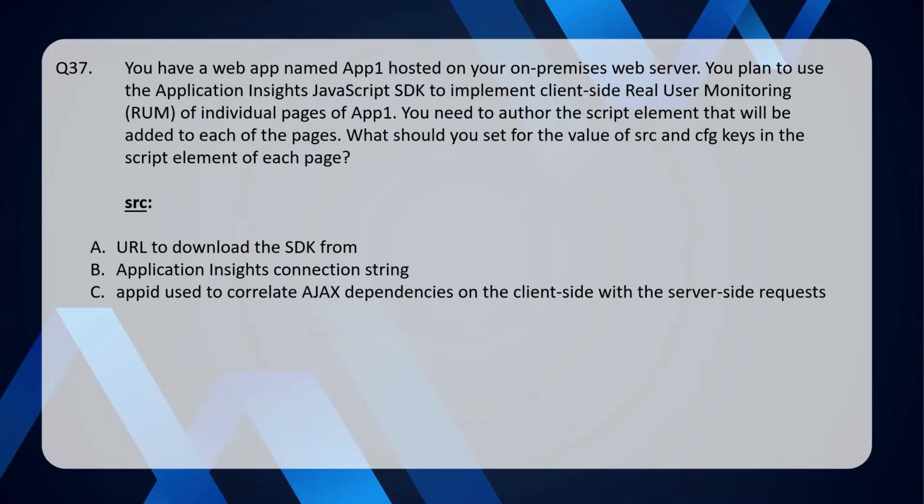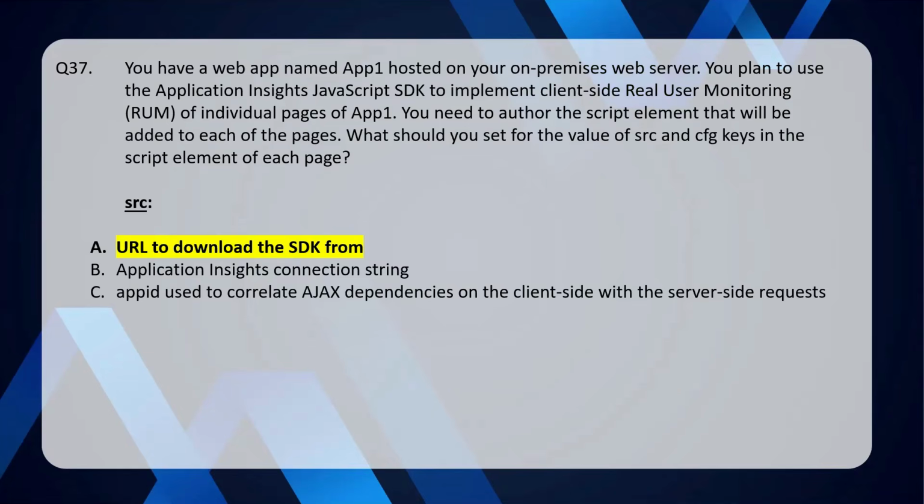Now, friends, the first part of the question is talking about source. And your options are URL to download the SDK from, application insights connection string, app ID used to correlate AJAX dependencies on the client side with the server side requests. And friends, source would be the URL to download the SDK from. This is the official CDN URL from which the application insights SDK script is downloaded.